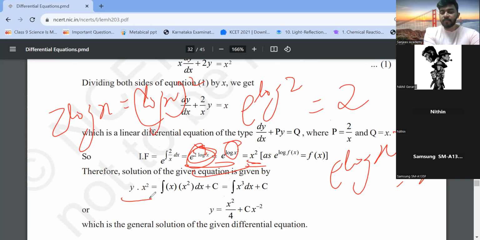Same thing, y dot IF is equal to what? Integral of Q dot IF. My Q is x. This is my Q. And IF is x square. So integral of x cube is x power 4 by 4. And then you divide throughout by x square. That's all. Simple as that. Don't do much complication. It's very simple.